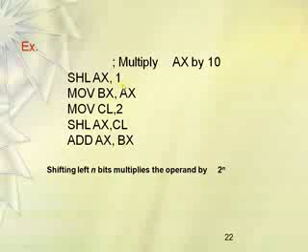SHL AX, 1. So you are shifting the content inside AX by 1 time, and then you are copying that AX content into BX, and then you are initializing CL with 2, and again you are shifting AX by 2 times. And you are adding AX with BX. Now, whenever you shift something to the left side, shift left n bits multiplies the operand by 2 power n. So if you are shifting an operand by 3 bits, the operand will be multiplied by 2 power 3, which is nothing but 8.